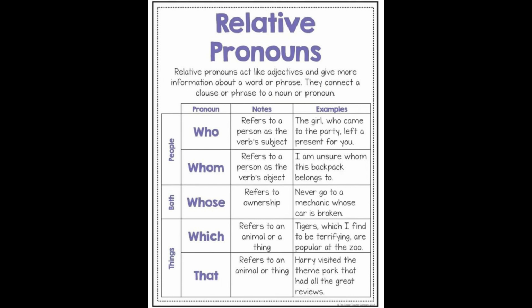So, let's quickly recap. Use who for the subject, whom for the object, and whose to show ownership when talking about people. For animals or things, choose which or that. Got it? These relative pronouns will not only make your sentences more dynamic, but also more precise.